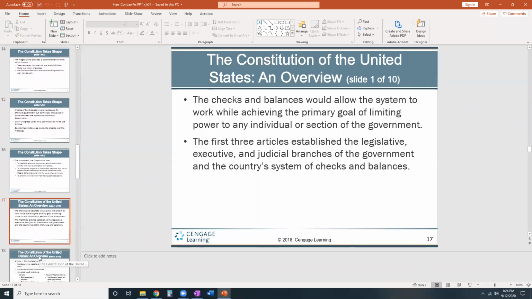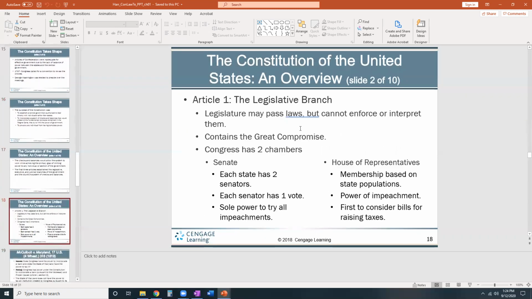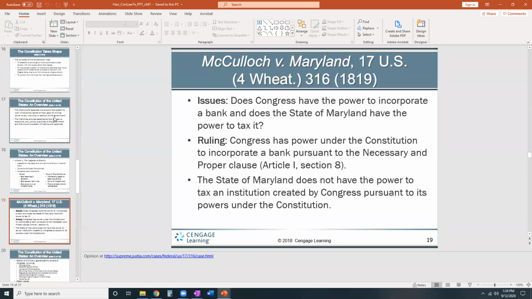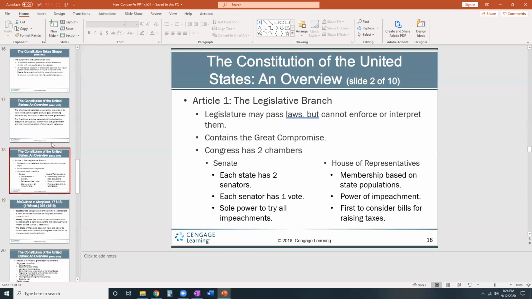I've already gone over this. So let's go into a little bit more detail regarding the legislative branch. And the legislative branch is the first branch we go over because it's the first article of the Constitution. In other words, the first article of the U.S. Constitution purposely talks about the legislative or lawmaking branch of the federal government.